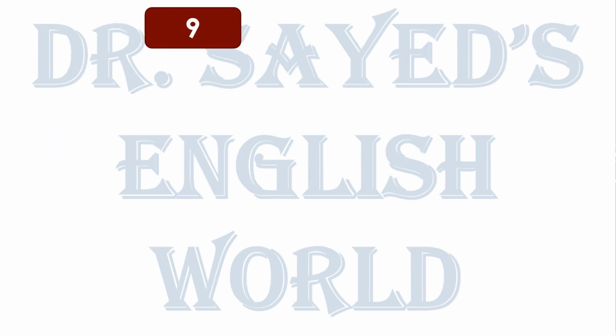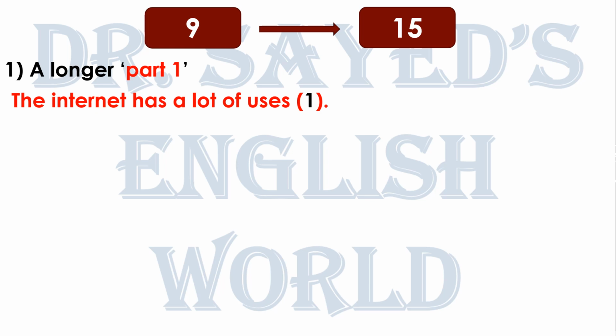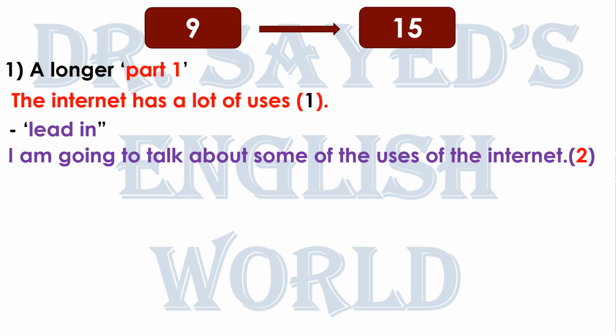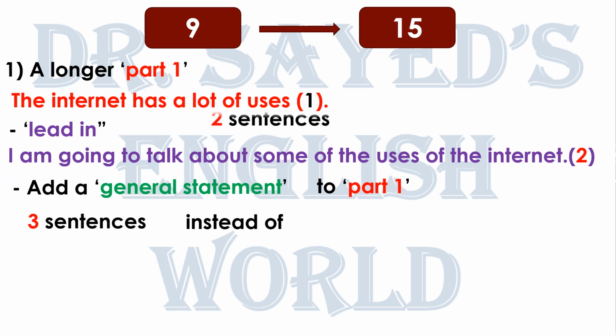Okay, now so we're going to change our 9 sentence paragraph into a 15 sentence paragraph, and let's first prepare our longer part 1. Remember part 1 in our shorter paragraph consists of a topic sentence, this is sentence number 1, and also it contains a lead-in, so this is sentence number 2. Okay, and I'm going to add a general statement, a third sentence. I'm going to have 3 sentences instead of 2 sentences.